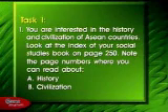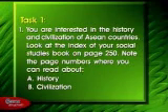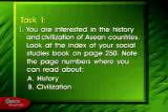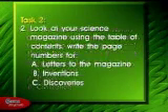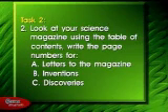Here are examples of these tasks. 1. You are interested in the history and civilization of Asian countries. Look at the index of your social studies book on page 250. Note the page where you can read about A. History, B. Civilization. Here's another example. Look at your science magazine using the table of contents. Write the page numbers for A. Letters to the magazine, B. Inventions, C. Discoveries.